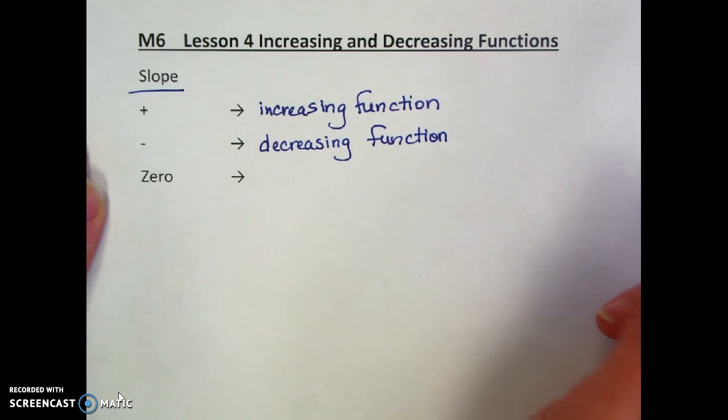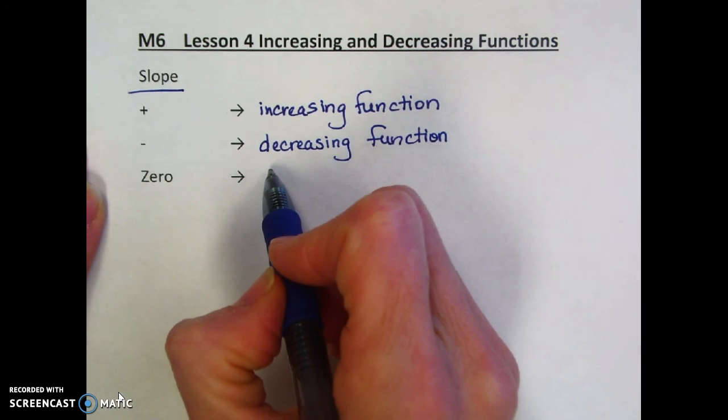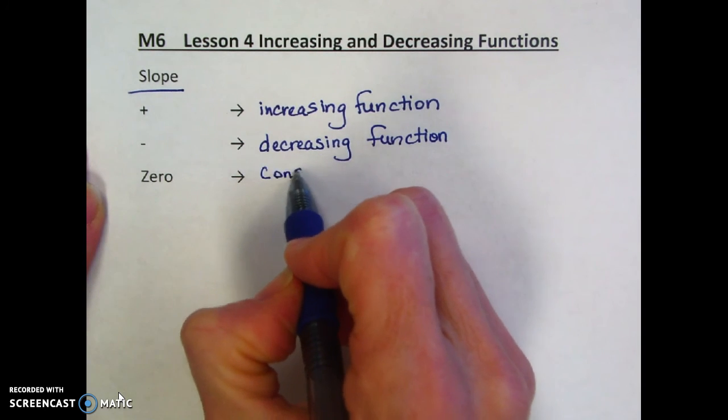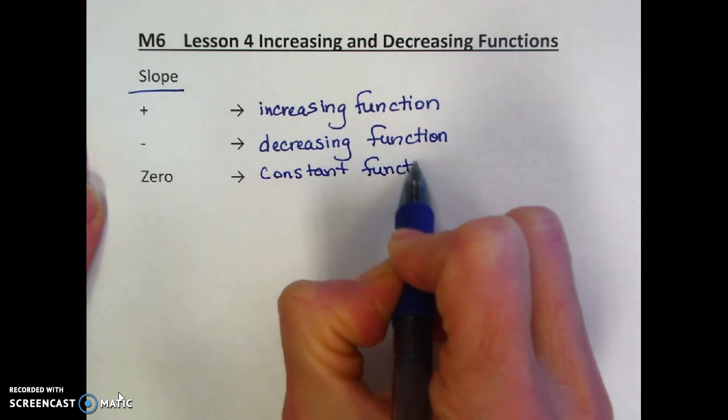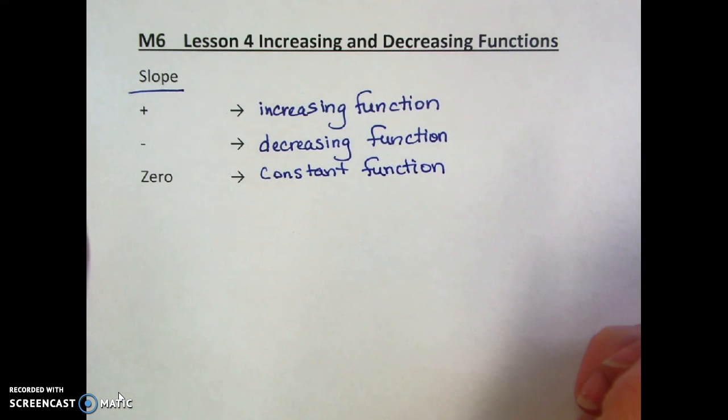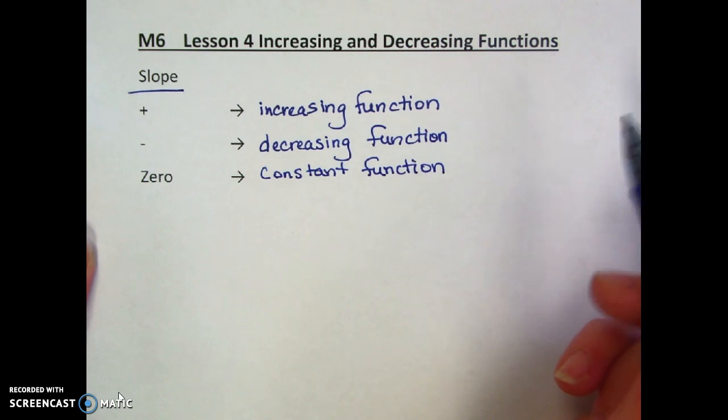And then a zero slope is the same as a constant function. And that just means it's staying the same. Okay, whatever your first variable is doing, it doesn't matter because the second variable is staying the same amount throughout.